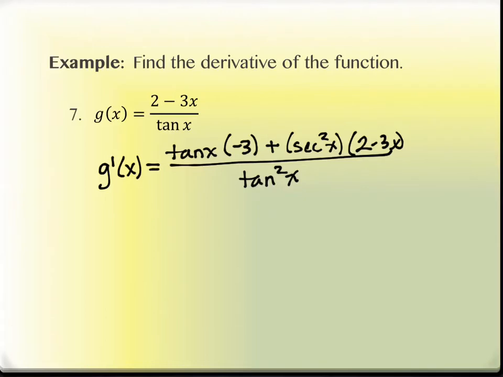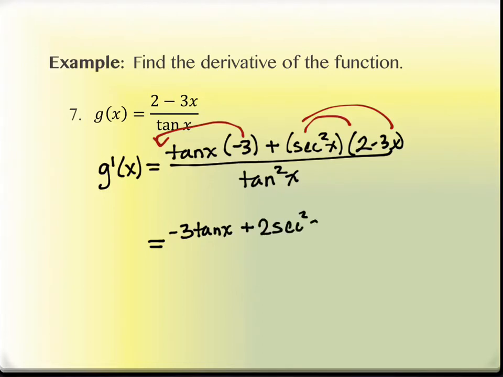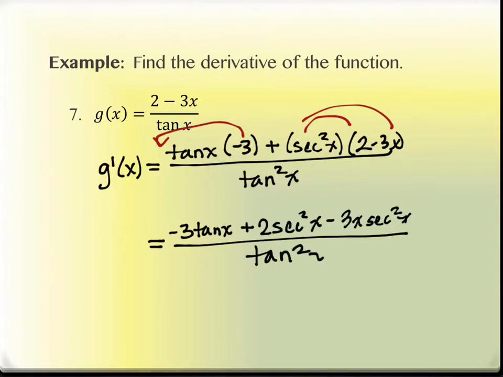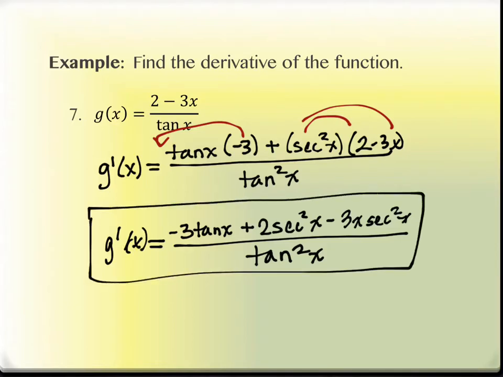We will multiply out this piece and we'll move the negative 3 to the beginning. But there's not going to be anything we're going to be able to combine. So this is negative 3 tangent of x. And then I'm going to have plus 2 secant squared of x. And I have minus 3x secant squared of x. All over the tangent squared of x. And as unfortunately messy as that is, there's nothing we can do to clean it up.